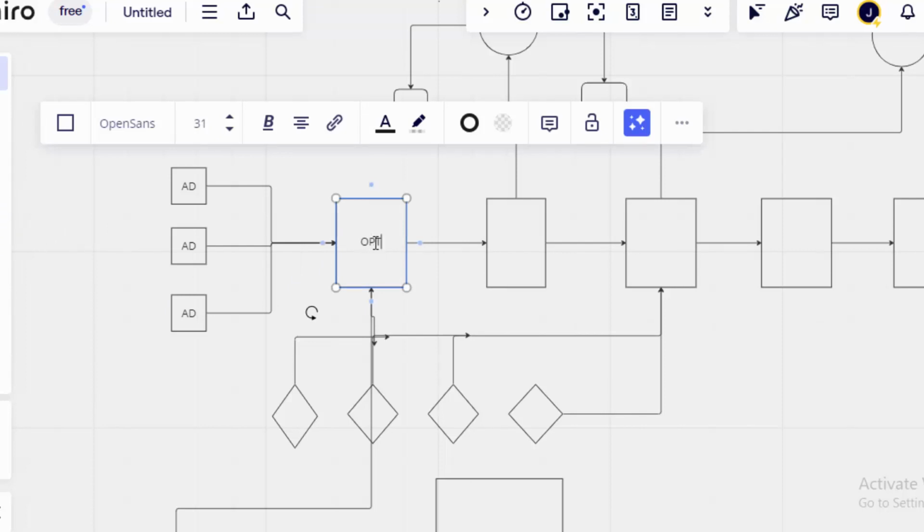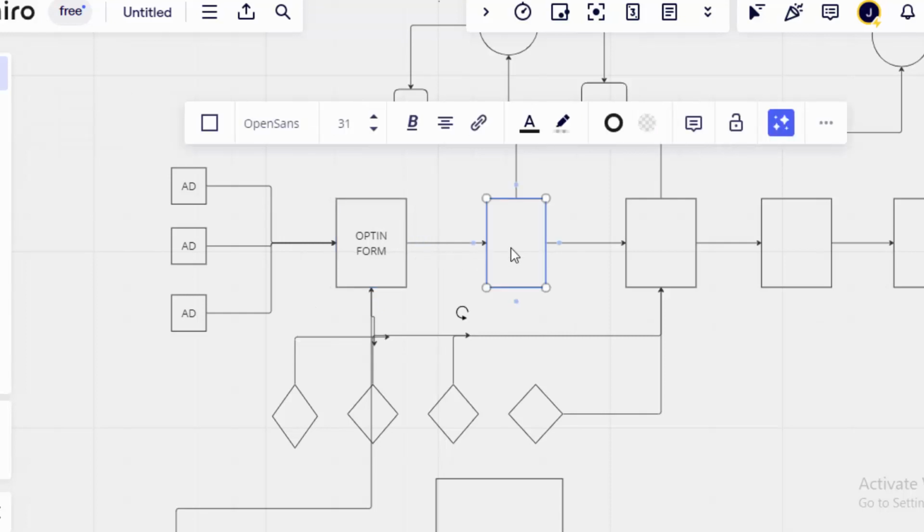This page is an opt-in form. Okay, the whole idea is to get the details of the people so that you can remarket to them and follow them up, because not everyone is going to buy the moment they see your offer. Okay, and then we have this bridge page. All right, so the bridge page is to let them know that, okay, look at what you signed up for. This is what you're going to get.